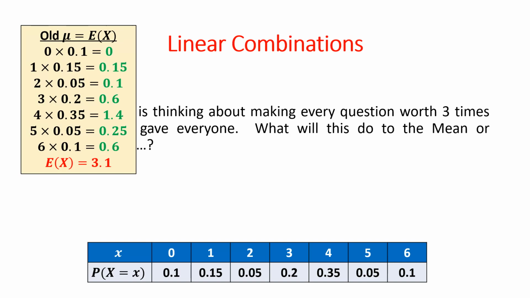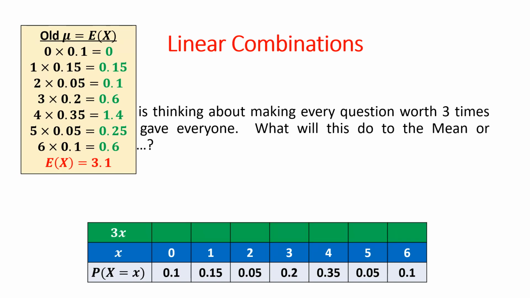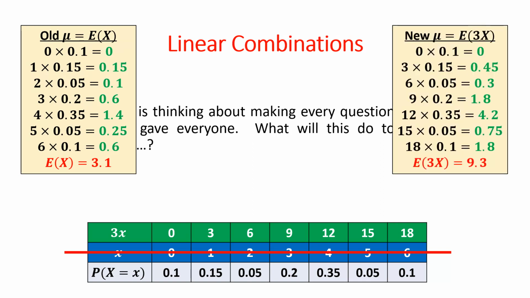We'll just put it up here for reference. So if we're making everything 3 times the value, we're going to create a new row, which is 3x, and we're going to multiply all x values by 3. Now we're going to go through and calculate the new expected value by multiplying each of the 3x values times the probability and then summing them all up to get our new expected value of 3x, which is 9.3.